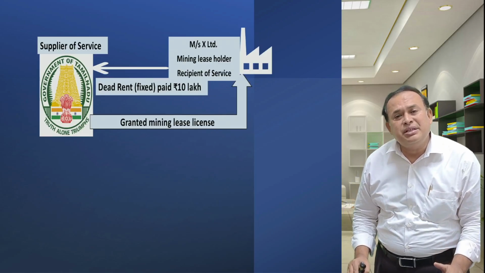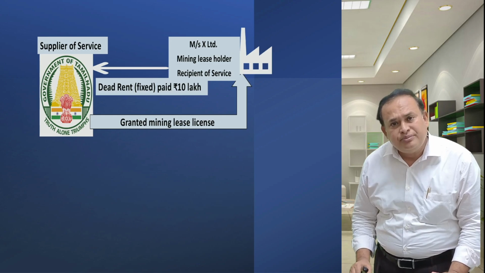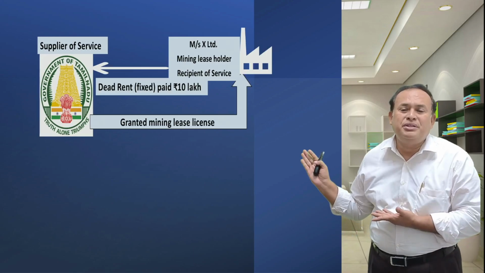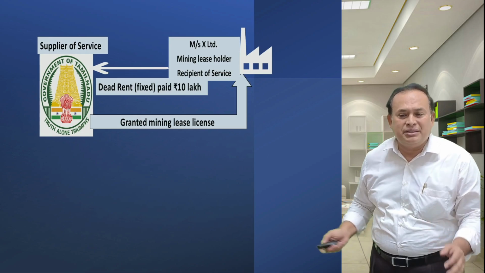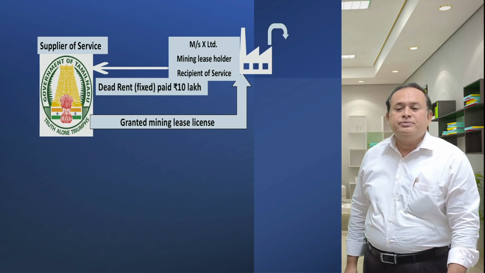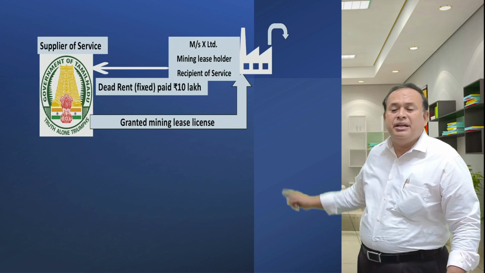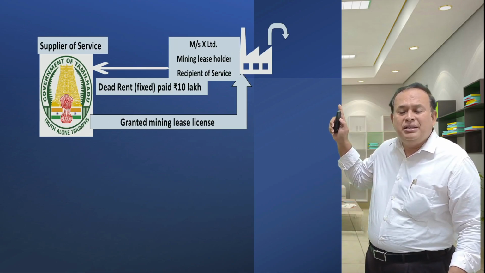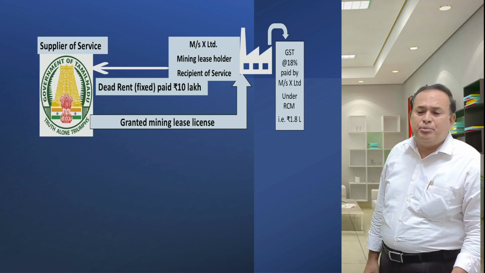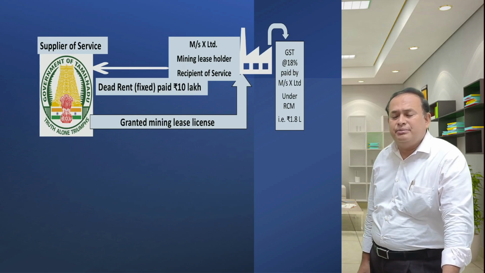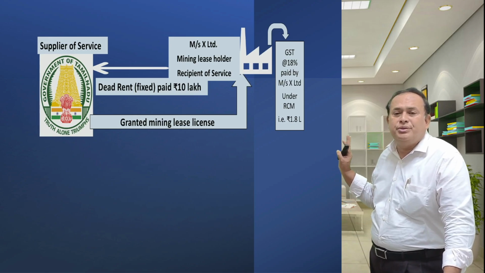Who is liable to pay GST? That much you have to say. Who is liable to pay GST, ma? RCM applies. Excellent, ma. Excellent. RCM applies. So the recipient, X Limited, is liable to pay GST on dead rent. GST at 18% is paid by X Limited under RCM. So far, so good. Is it clear?